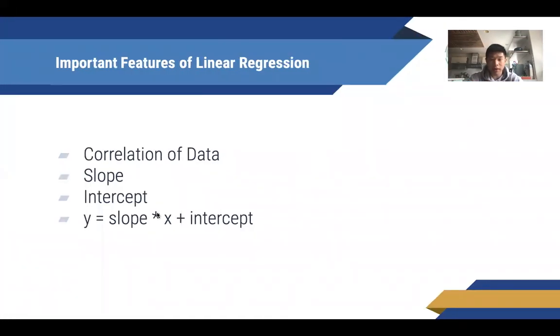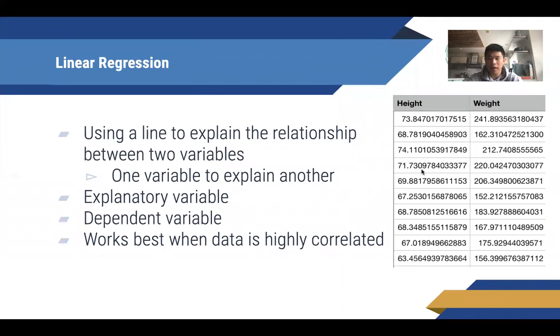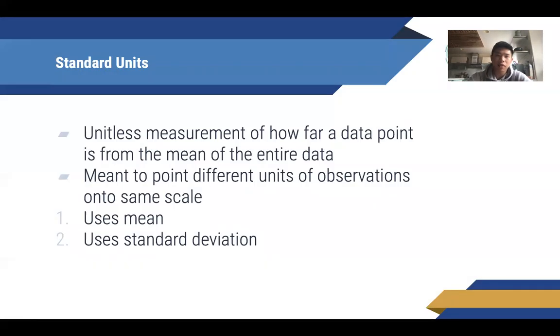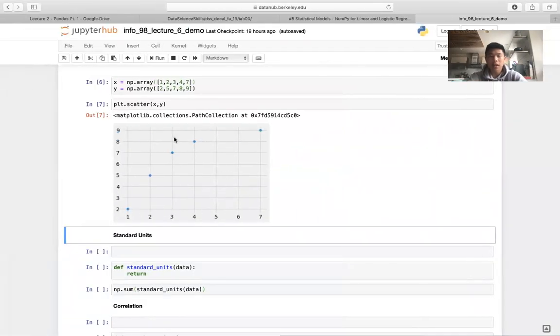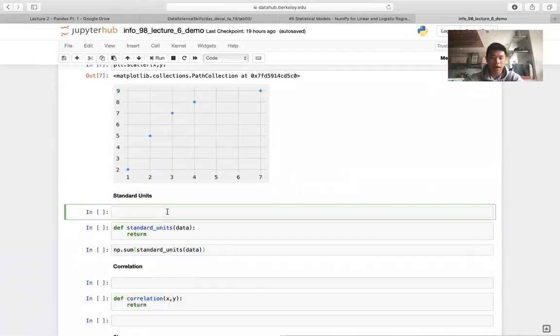In order to find the slope and intercept of the data, we need to first find the correlation of the data. But that's very hard when we're working with two different data sets with two different units of measurement, because here we see that height has an inches unit, but weight has a pounds unit. So how are we going to find the correlation between these two when we don't have the same units across both of them? And this is why we start using standard units. Standard units is a unitless measurement of how far a data point is from the mean of the entire data set. It's meant to put different units of observation onto the same scale. It uses the mean as the center point and uses standard deviation as a distance. So each point within the data set has its own number in standard units.